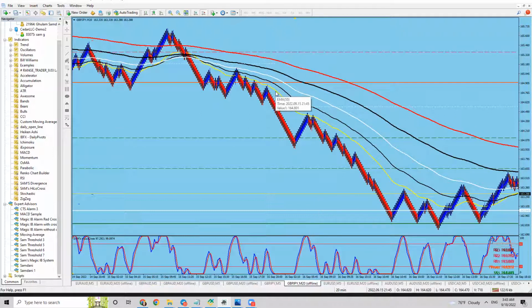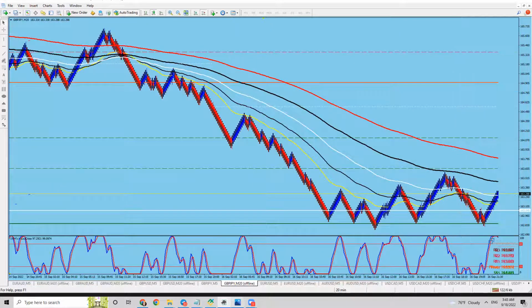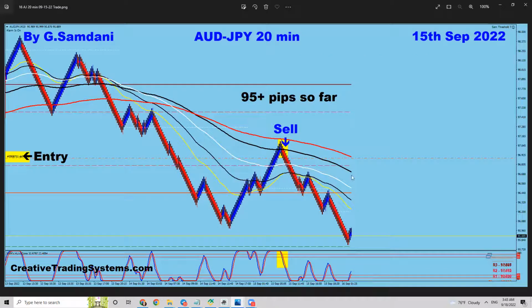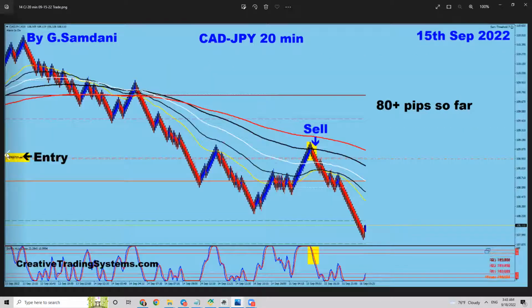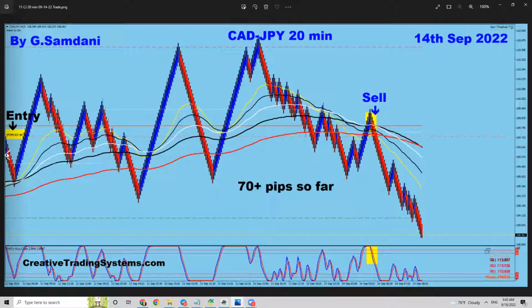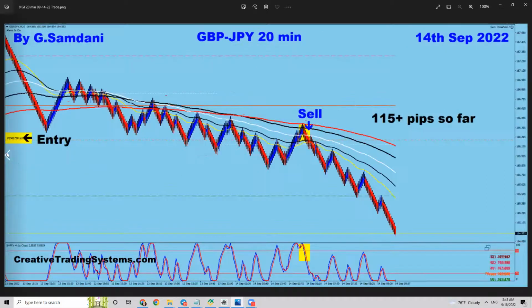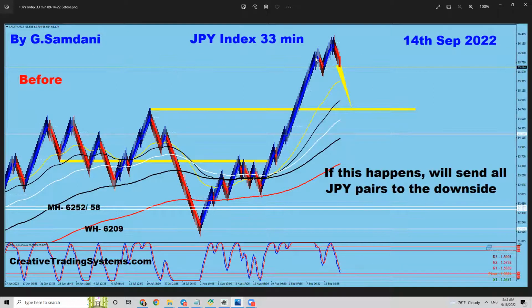But still, on the 14th and 15th, how many trades? 7 trades, and you saw the amount of pippage there, step by step. So 95 pip here, 85 pip here, 80 pip here, 70 here, 100 here, 80 here, and 115 here. 7 trades based on this single chart here, where the yen index was dropping, giving me all yen pairs to the downside. So that is the power of watching the individual currency indexes.